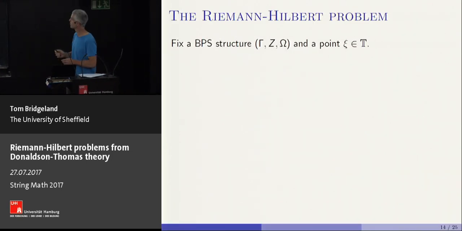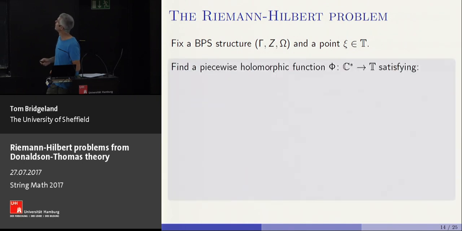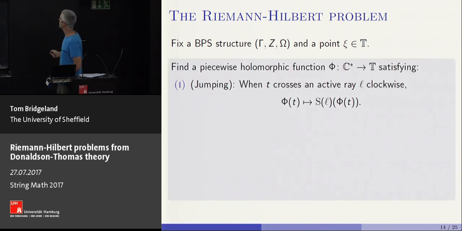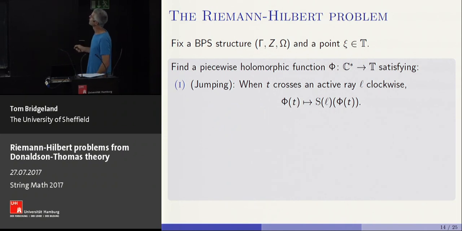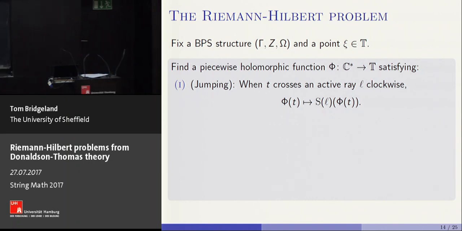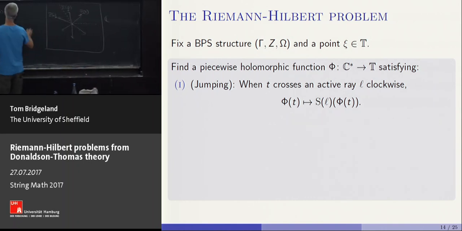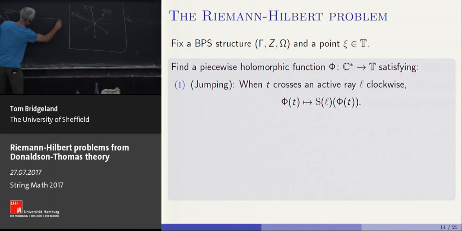Right, so I'm going to start by fixing this data that we've been talking about all along, and I also need to fix a point of my torus. Right, so what we want to do is find a piecewise holomorphic function from C star to the torus, satisfying, and this is the crucial thing, that it should jump when we cross one of these active rays.